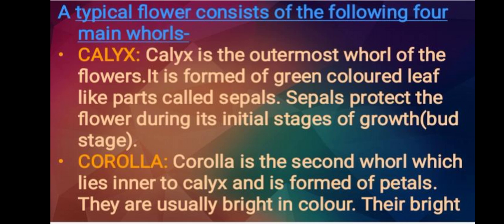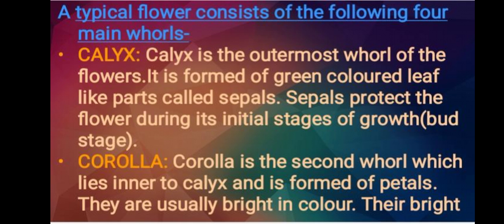Calyx. Calyx is the outermost whorl of the flower. It is formed of green colored leaf-like parts called sepals. Sepals protect the flower during its initial stages of growth, that is, when the flower is at its bud stage.